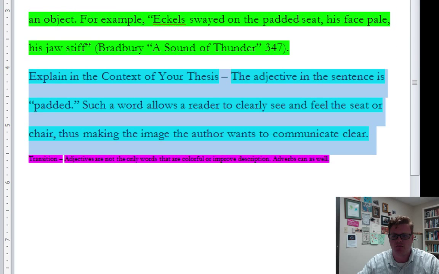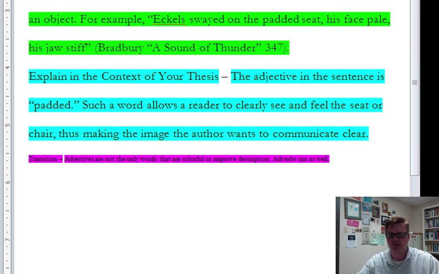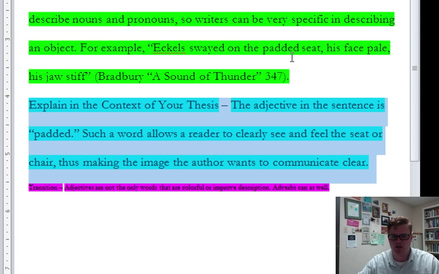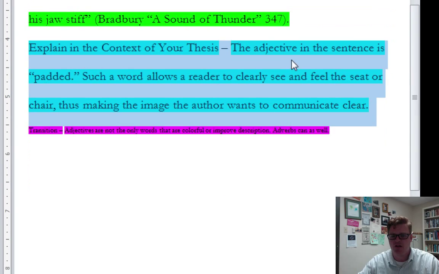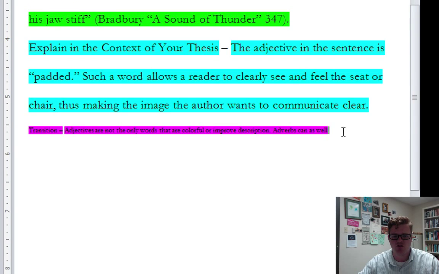So if we look at our explanation here, we have to explain it in the context of our thesis. Our thesis would be talking in this instance about great writing, what makes a great essay. The adjective in the sentence is padded. Such a word allows a reader to clearly see and feel the seat or chair, thus making the image the author wants to communicate clear. Do you see it? This is the explanation. This is the example. Do not confuse these three things. And then of course your body paragraph should end with a transition of some sort.